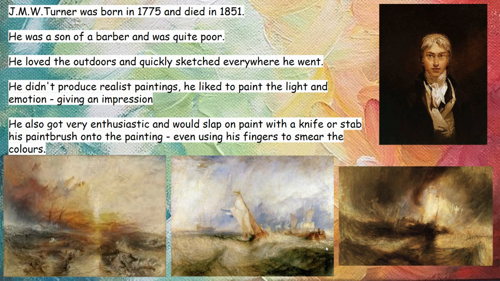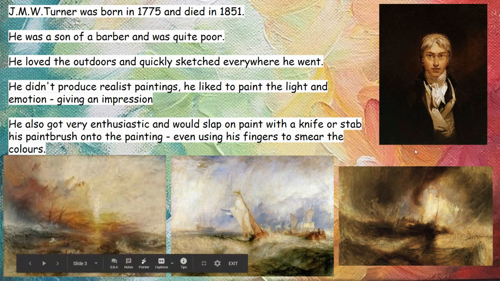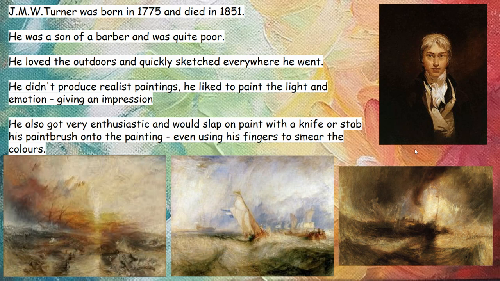So J.M.W. Turner was born in 1775 and died in 1851. He was the son of a barber and was quite poor. This is him here. He loved the outdoors and quickly sketched everywhere he went. He didn't produce realist paintings. He liked to paint in the light and the emotion, giving an impression of it.